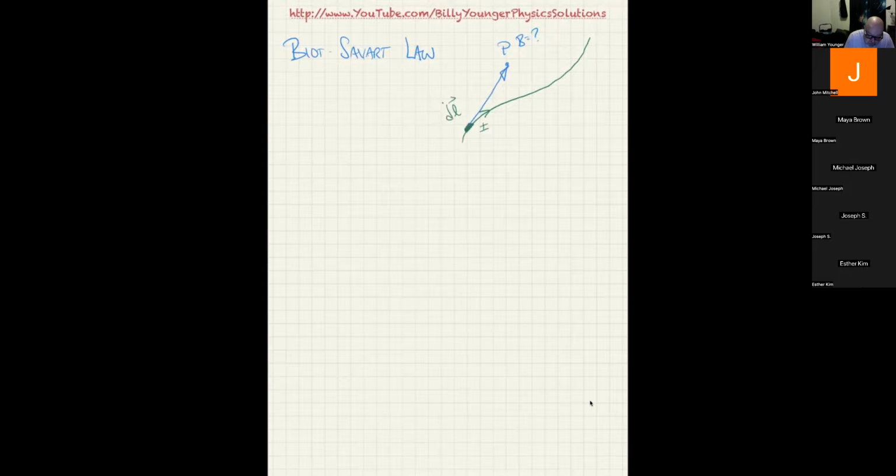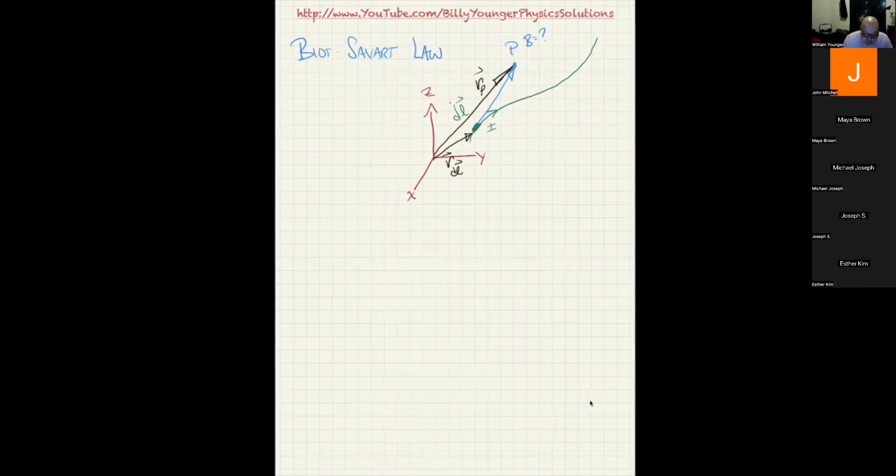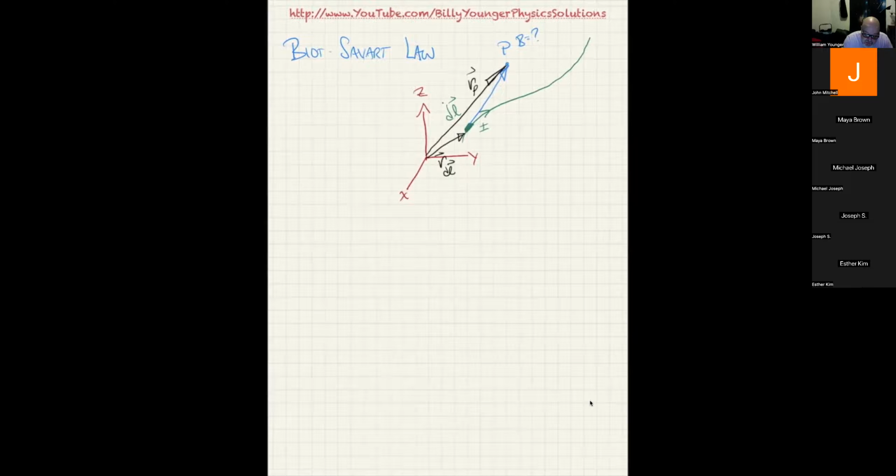and you might even have a coordinate system set up such that we have a vector. Let's say I'll take a black vector this time. This vector is R sub P because it points to the P. This vector is R sub DL because it points to the DL. And I think you can see from that this vector right here is RP minus RDL.